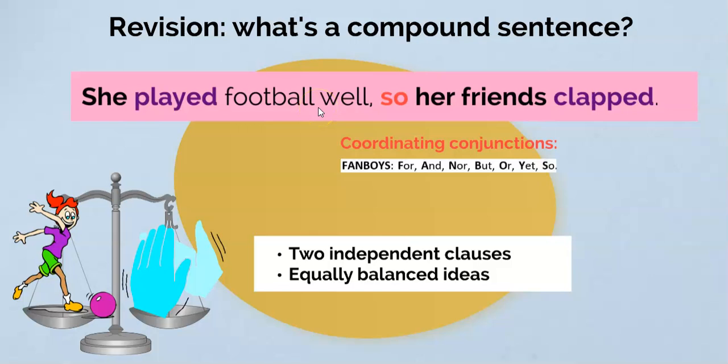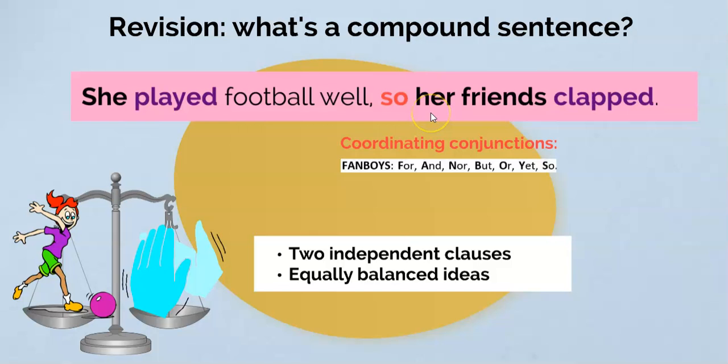We can split the sentence into two parts. The first is, she played football well. Who played football well? She, so she is the subject. What did she do? Played, so played is the verb. Most verbs are doing words. The first part of the sentence makes sense by itself, so we call it an independent clause.